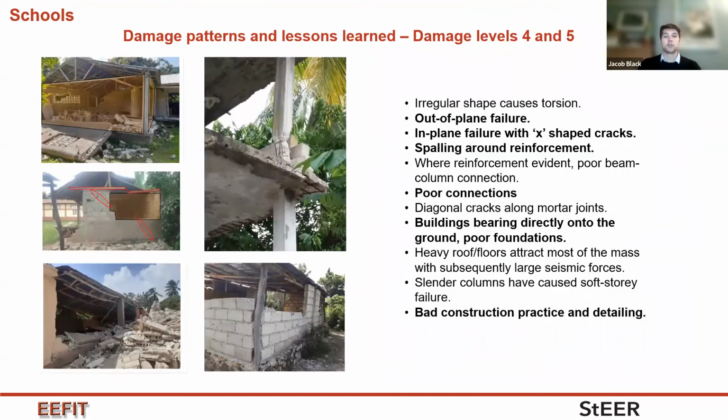So similar to those described by Alessandra for the hospitals, common damage patterns experienced for the schools included in-plane failure, out-of-plane failure, and typical X-shaped cracks and poor connections. Where reinforcement was evident, this was typically poorly designed and had a weak interaction with the surrounding concrete or masonry. And whilst concrete material quality was an issue, this actually played a lesser part in those schools that experienced severe damage or collapse than poor structural form and detailing.